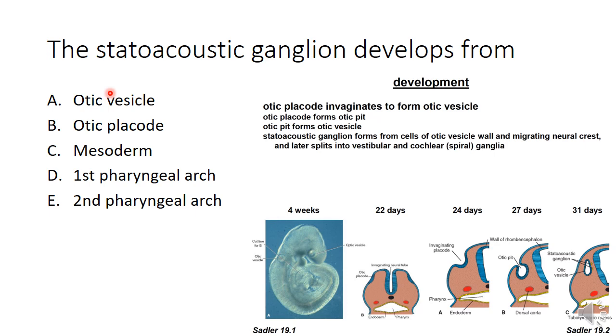The statoacoustic ganglion develops from: otic vesicle, optic placode, mesoderm, first or second pharyngeal arches. Okay, so here you can see there is the developing otic placode, the otic vesicle, and just closer to the otic vesicle there are two ganglions, which is the statoacoustic ganglion. The statoacoustic ganglion is the one which later on transforms into the vestibular and the cochlear ganglia. These ganglia arise from the otic vesicle, and they also arise from the neural crest.